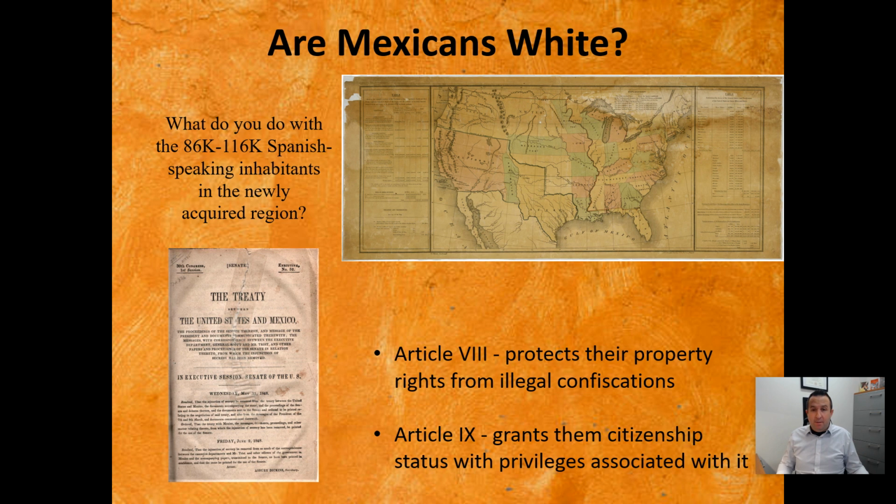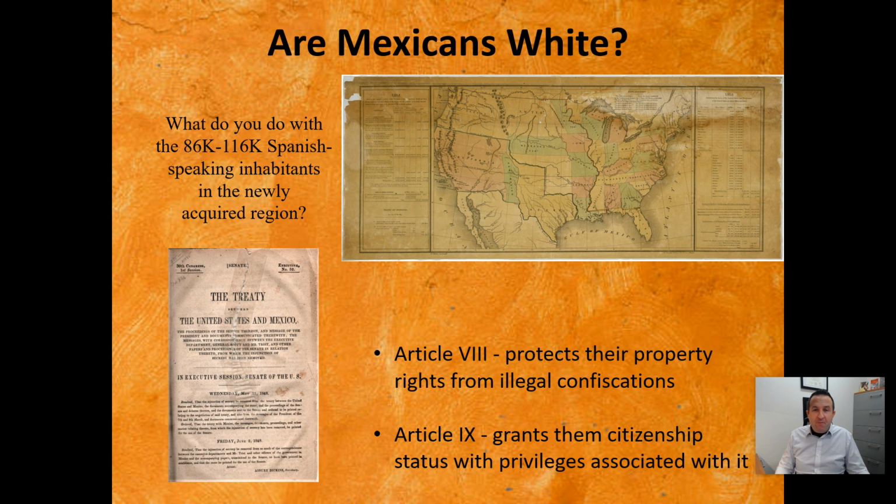So in theory, this means that the United States once again accepts another large group of people, granting citizenship en masse. Looks like we did the 34,000 Louisiana French people. Now it's 100,000 Mexicans. But this also means that based on the 1790 immigration law that said white only eligibility for citizenship, this means then that Mexicans are white. Legally speaking, all Mexicans are white.